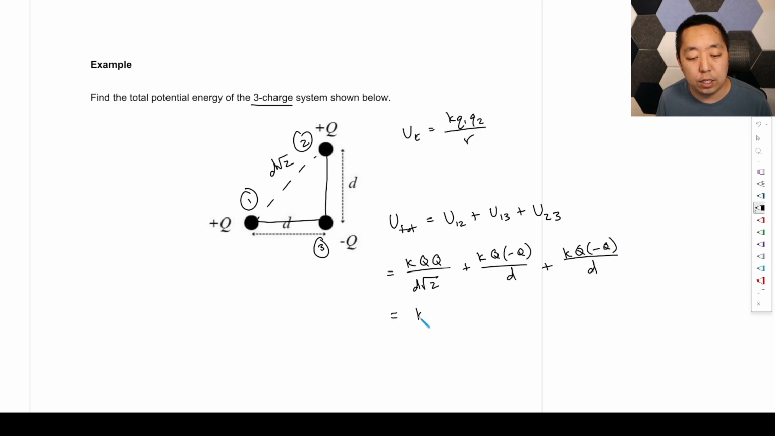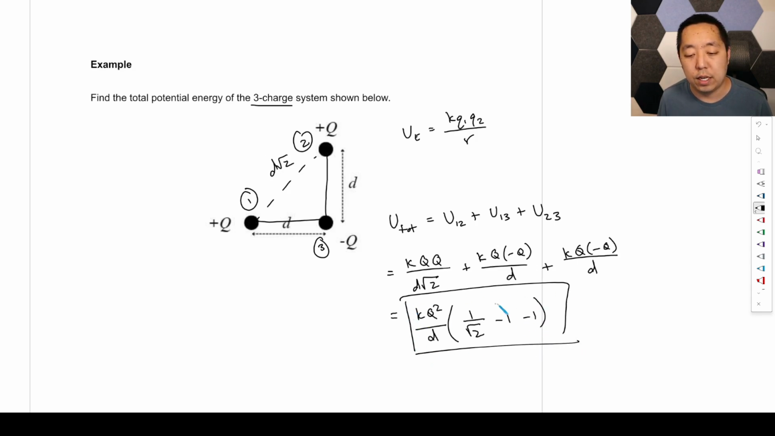Now, these are all KQ squared over D. You could factor out a KQ squared over D. This is going to be 1 over root 2, and then this is going to be a negative 1, and this is going to be a negative 1 as well. So just like that, whatever that number comes out to be, that would be the potential energy. It's going to be overall negative.